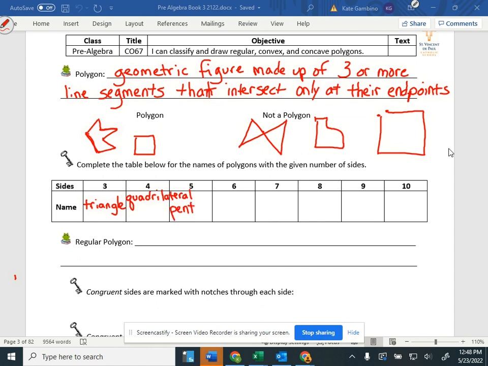Penta means 5, pentagon. What about 6? Hexagon. Hexagon. 7. So I have seen it both ways. Heptagon, and I have seen septagon. So you should know both. Hepta and septa both mean 7. I've truly seen it both ways. What about 8? Octagon. 9? Nonagon. And 10? Decagon. Decagon.